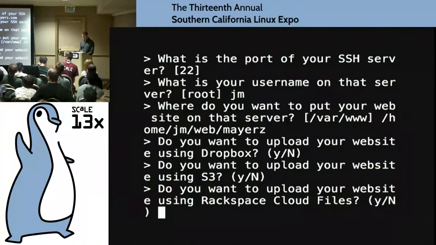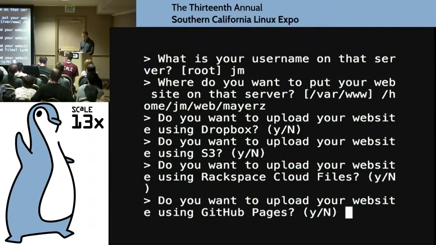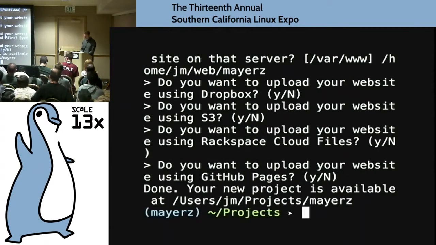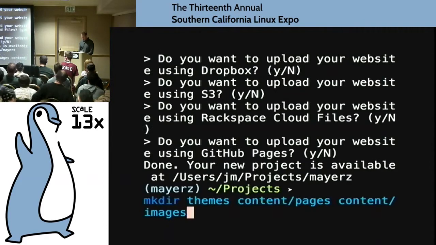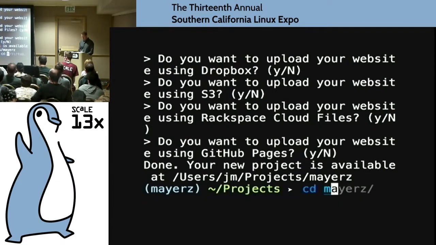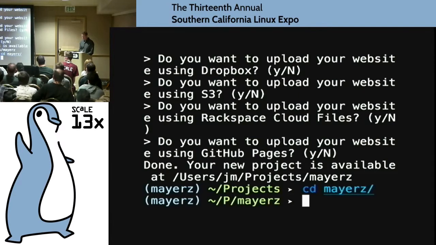Nope. Dropbox. Nope. So if you want to use Dropbox, S3, Rackspace Cloud, or GitHub Pages, going back to GitHub Pages, this helps facilitate it, if that's how you want to do it. Okay, so that's now generated our project, and what I'm going to do next is just create a few. Of course, it's helpful if I first cd into the project, and then. Oh, thank you.